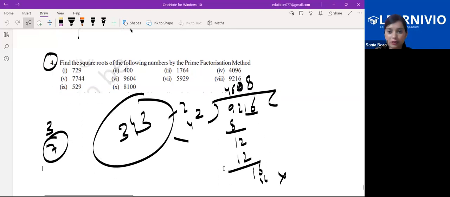Can you see the screen? When we keep a number below and it is not divisible by this number, we put 0. Fine? Yes.